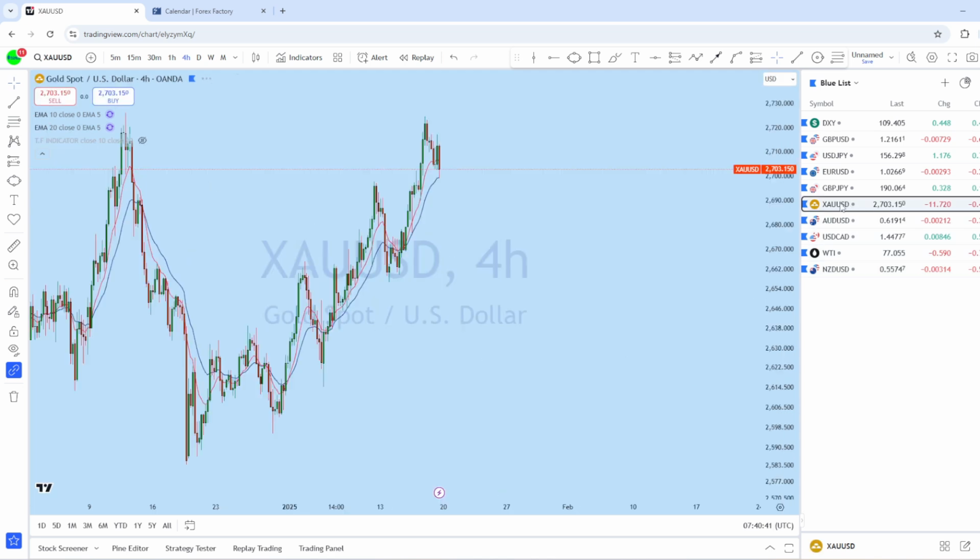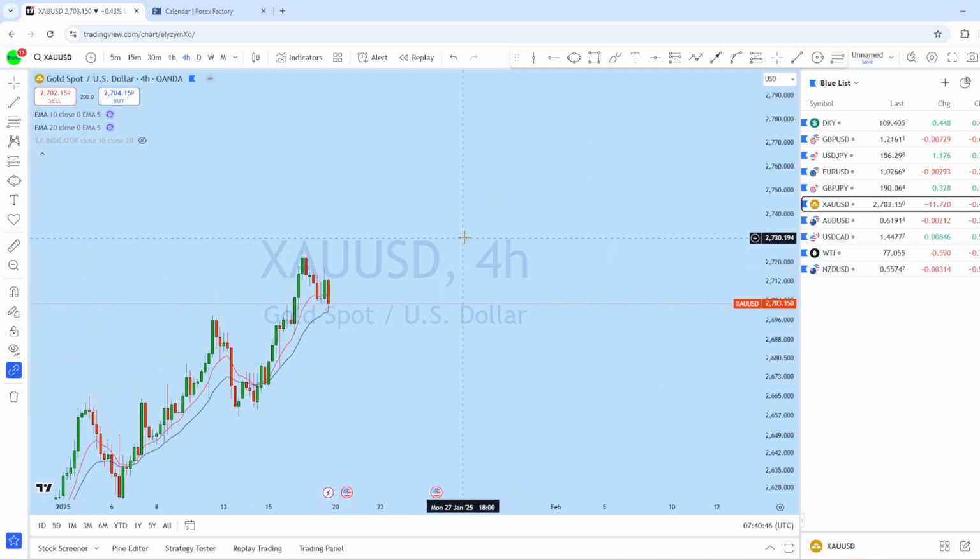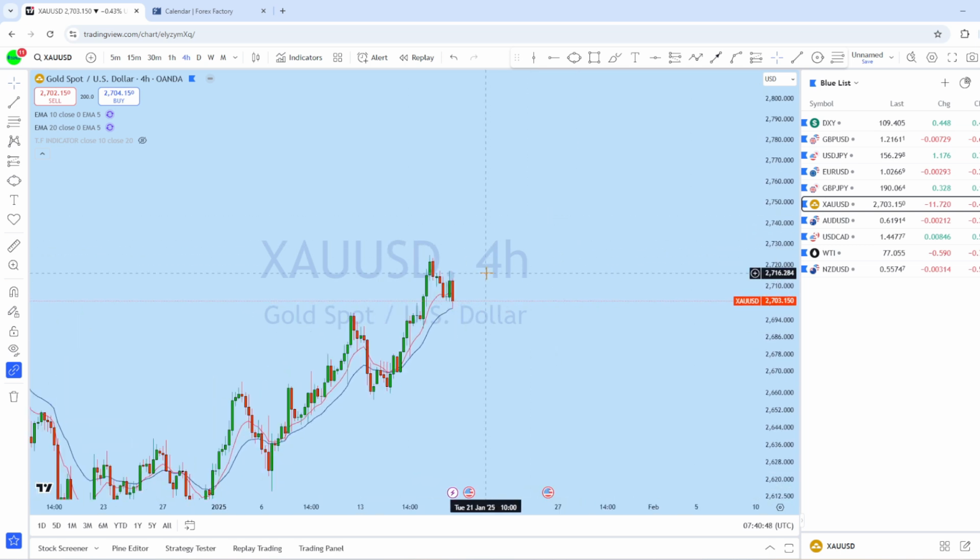Now let's see what kind of trading opportunity we have on XAU USD. Let's see where we can find opportunity here.